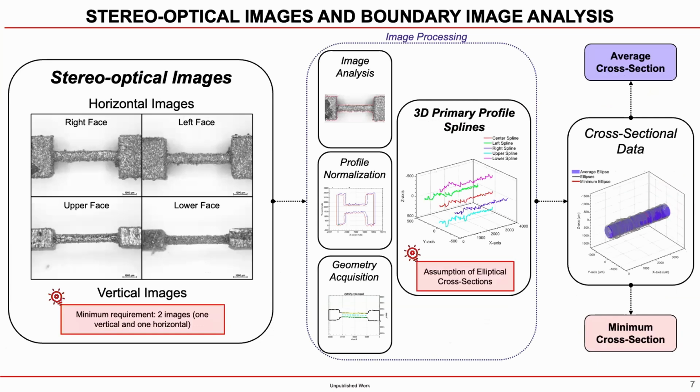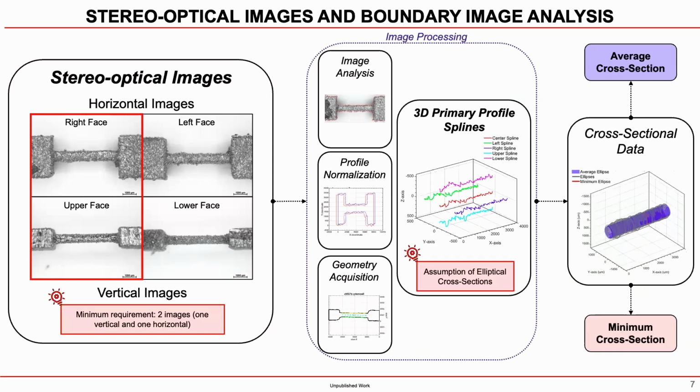Particularly, we will start with stereo-optical images. The minimum requirement to build these models is two images, which we define as a horizontal and a vertical image. With each of these images, image processing is performed through image analysis, detection of the boundaries, profile normalization, and detection of the region of interest, which in our case is the gauge length of the specimen. And then there is the possibility to transfer this data from a 2D system to a 3D system, coupling two images together through 3D spline profiles.